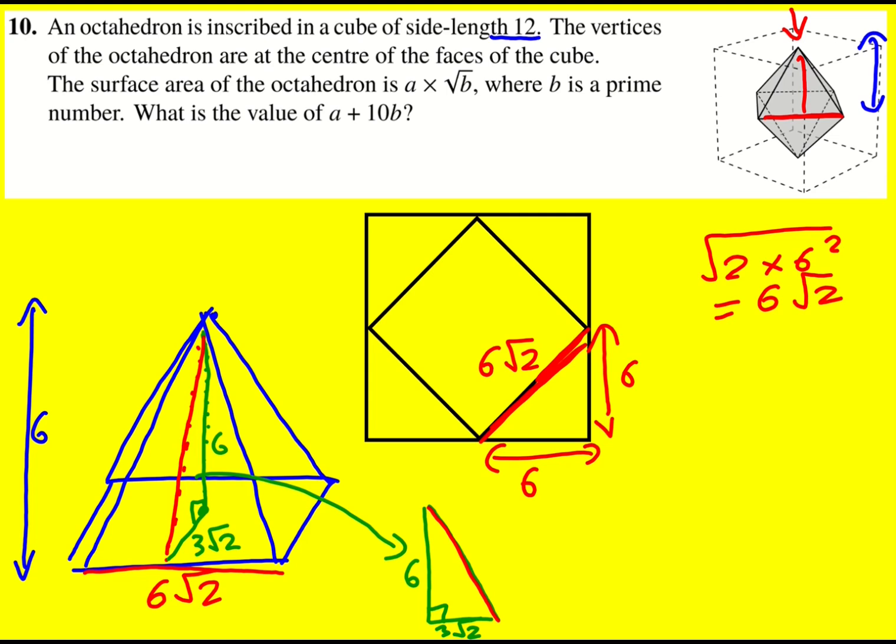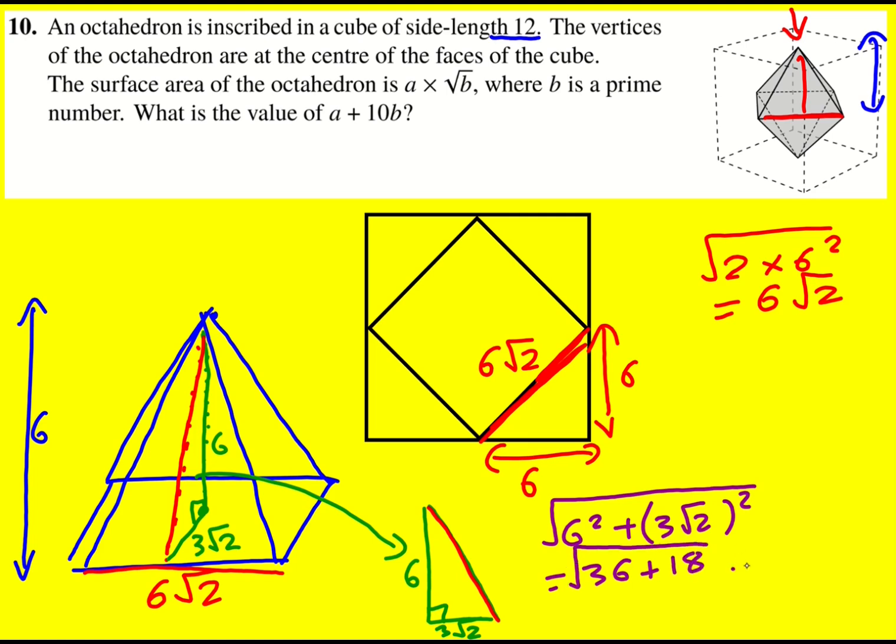So I can use Pythagoras' theorem here. 6 squared plus 3 root 2 squared, square rooted. That's 36 plus 9 times 2, that's 18. Be careful with this, 54. What does that give me? 9 goes into that, so it's going to be 3 root 6. I'll leave it like that for the moment. But that is this length here, 3 root 6. So actually we are finally there.